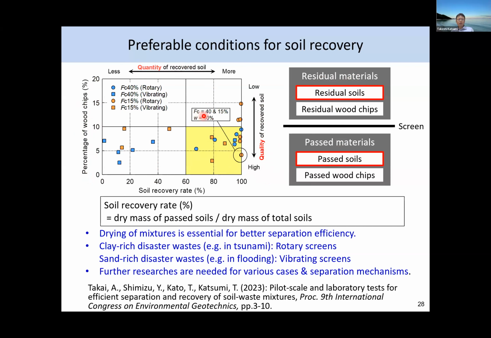So for example, if the 40 and 50% water content, 10%, we had the best condition. That means the rather dry condition is necessary for better separation efficiency. We also found the effects of the soil types: if we have clay-rich soil waste mixtures, rotary screens might be better, while soil-rich disaster waste, soil waste mixtures, vibrating screens might be better. So if we have a tsunami disaster, rotating screen might be better, and if we have river flood by heavy rain, vibrating screens might be better.